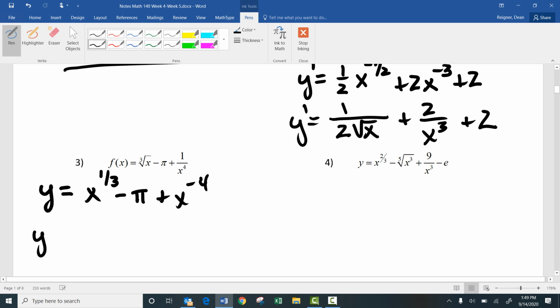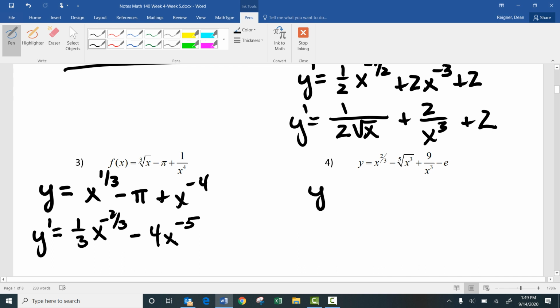All right, derivative of y is y prime. 1/3 times 1 is 1/3. Subtract a power, -2/3. All right, so now here's something different. Remember pi, that's a number. The derivative of a number is 0. This derivative is 0. -4 times 1 is -4. Remember, you're dropping it by 1, you're subtracting it. So that's the answer.